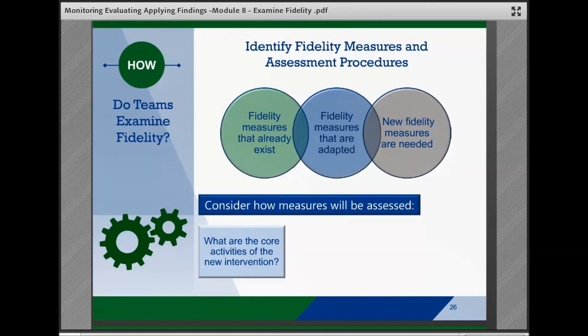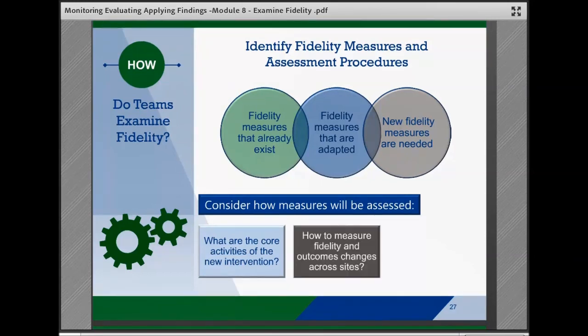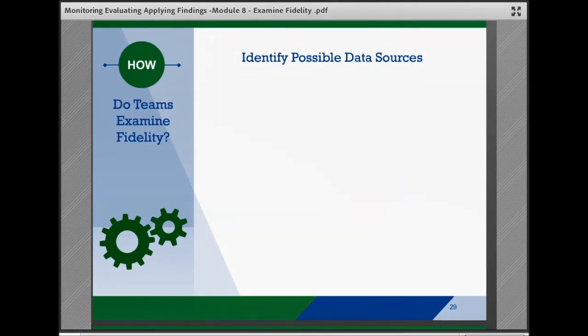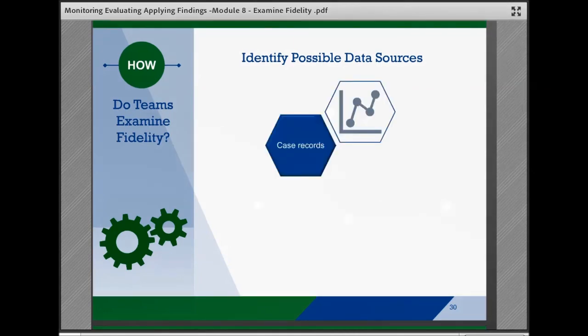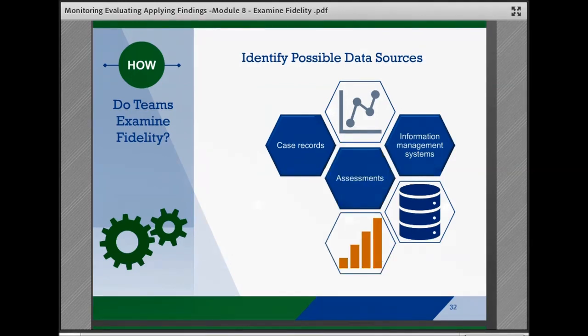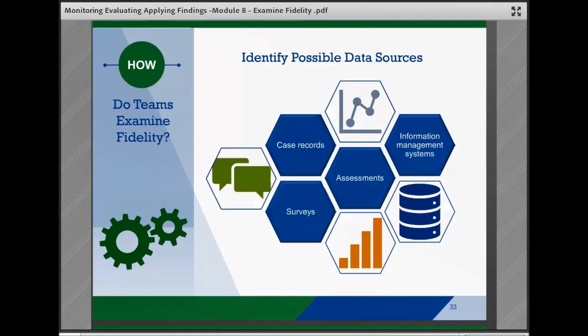Questions that can guide this process are: what are the core activities of the new intervention? How will the team track and measure fidelity and outcome changes across different sites? And what does competency in the new intervention look like? Next, teams should identify possible data sources for each area they want to measure fidelity for. Sources may include case records or documents, information management systems, structured observations or assessments, or surveys and interviews with staff or service recipients and other sources.